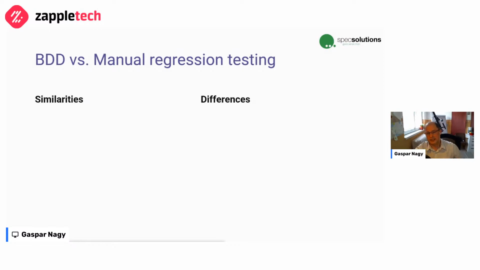To be able to understand the problem, let's just quickly compare the BDD scenarios versus the manual regression test, or BDD versus manual regression testing. Obviously, there are similarities, but also there are key differences that make this typical translation of manual test cases to scenarios almost impossible. So let's start with the similarities, because I think that's how the motivation really starts. Typically, both of them are targeting the functional quality. So they are both describing how the system should behave and trying to verify that.